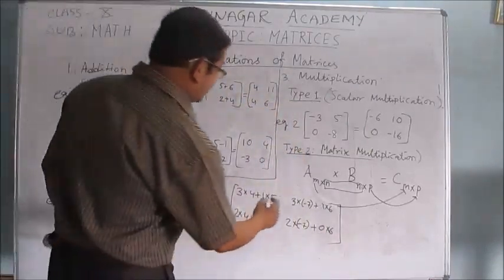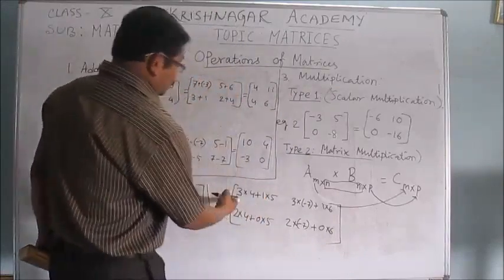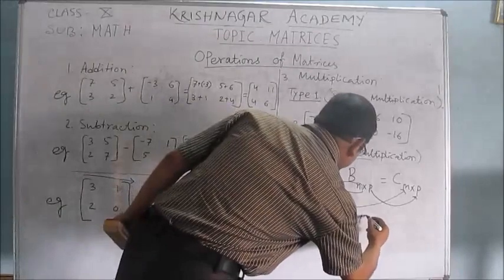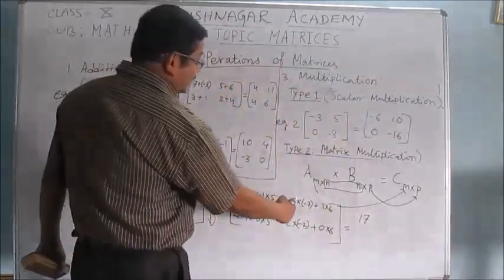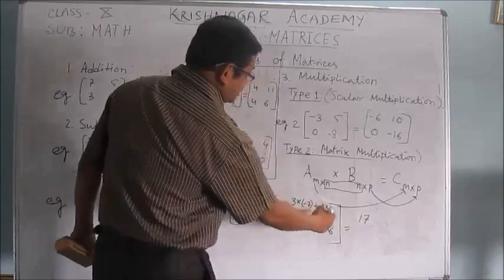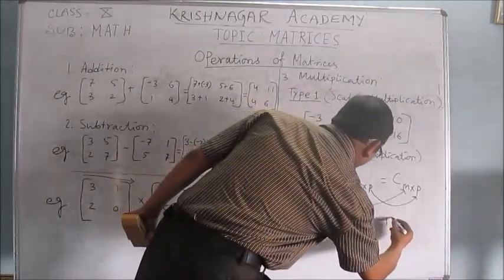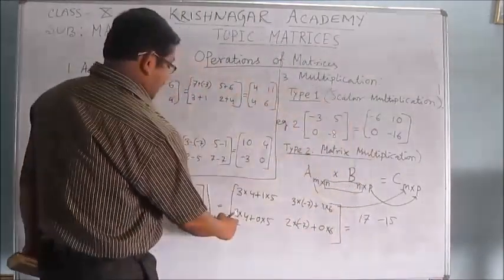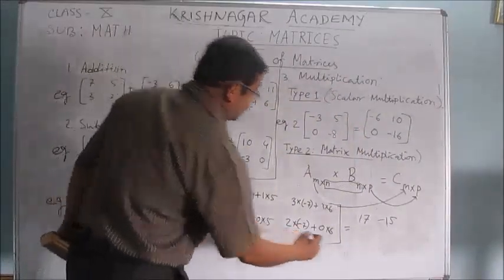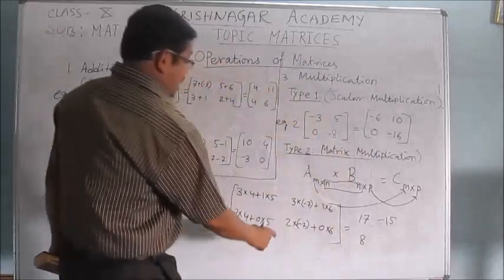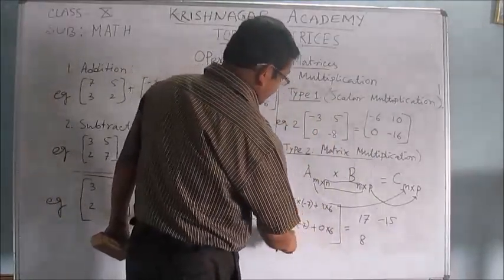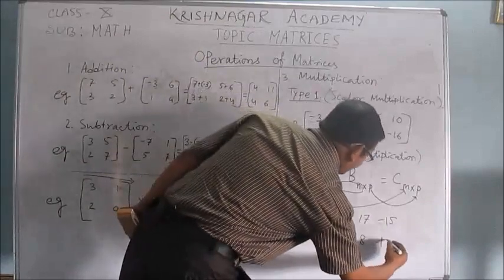Now we have to calculate. What will be the answer of the first row? 3 into 4 is 12 plus 5, that means 17. And here minus 21 plus 6, minus 15. Here 2 into 4 is 8, 0 into 5, that means 8. And here 2 into minus 7 plus 0 into 6, that will be minus 14.